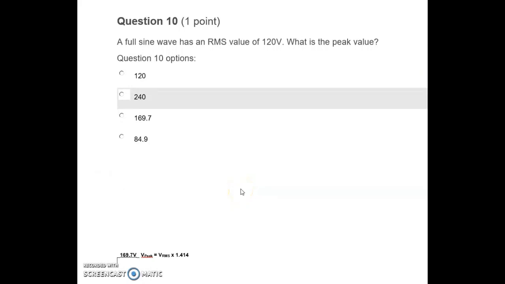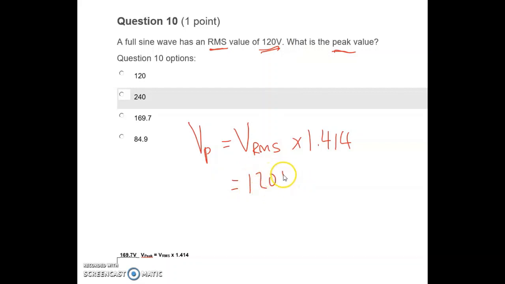And number 10, we have a full sine wave. We're given RMS value of 120. The question is asking for the peak value. The equation is V peak equals V RMS times 1.414 equals, so we're given RMS of 120. 120 volts times 1.414, and that gives us this, here it is right here, 169.7. That is the correct answer.